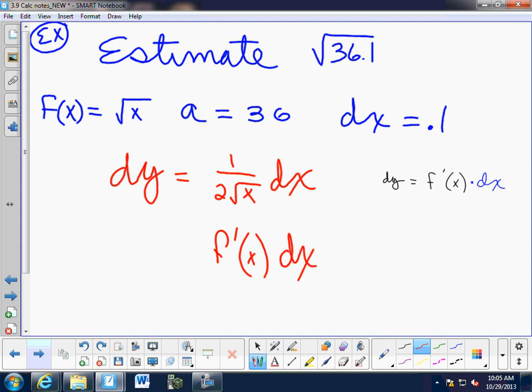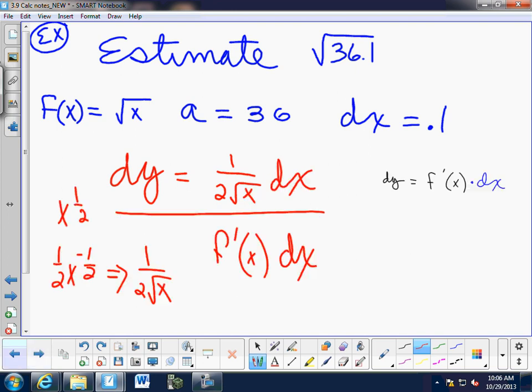So I've got to find the derivative. Well, the derivative of x to the 1/2 is 1/2 x to the negative 1/2. That negative puts it in the denominator, so you get 1/2, and then x to the 1/2 in the denominator is square root of x. So that's where this line comes from.